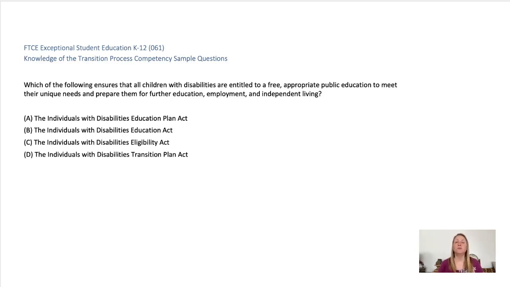A, the Individuals with Disabilities Education Plan Act is incorrect. This is not a real law. C, the Individuals with Disabilities Eligibility Act is also incorrect, also not a real law. And D, the Individuals with Disabilities Transition Plan Act, no such act exists. The correct answer is B. The Individuals with Disabilities Education Act ensures that all children with disabilities are entitled to a free, appropriate public education to meet their unique needs and prepare them for further education, employment, and independent living.